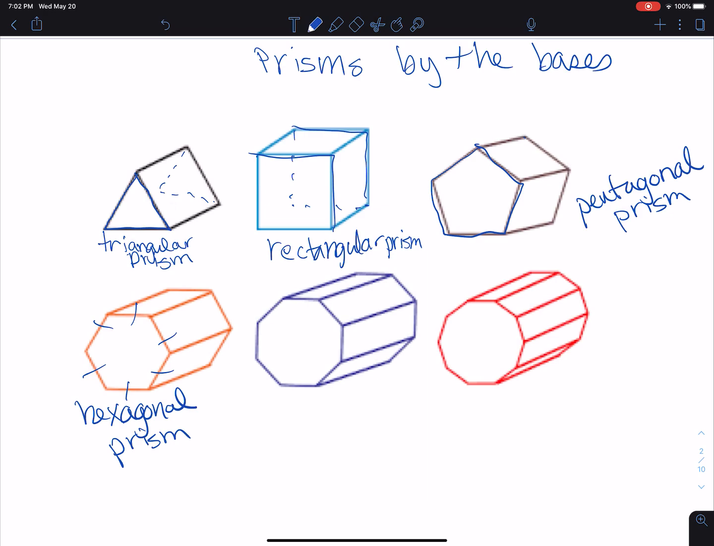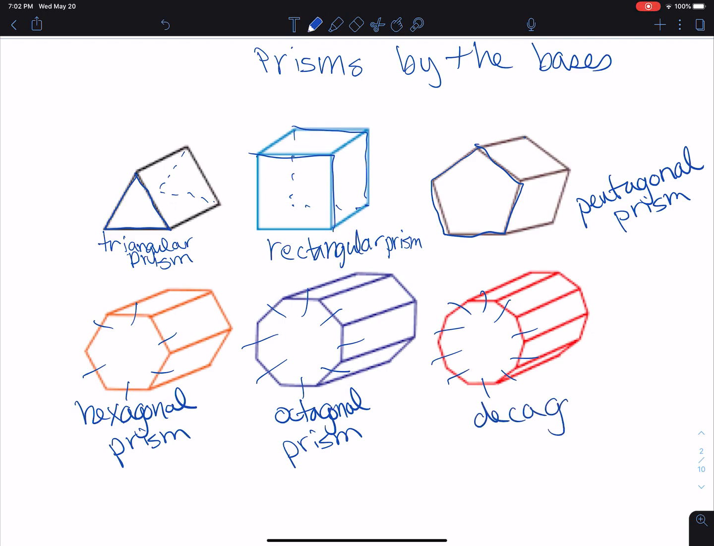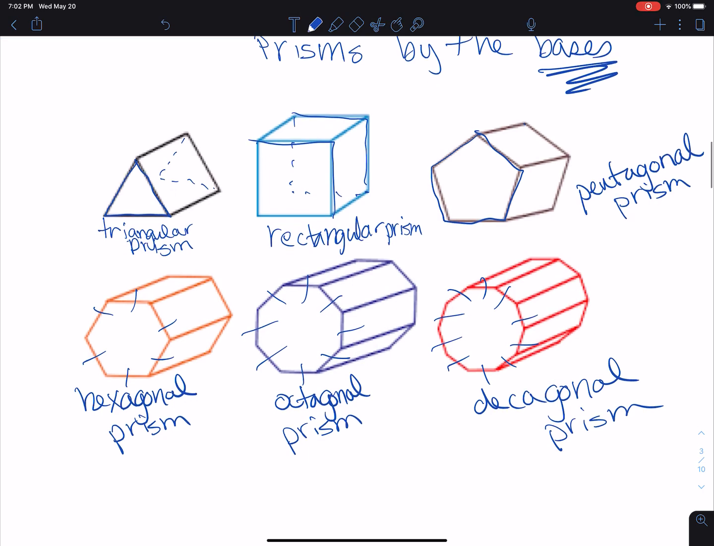Then my purple shape in the middle, 1, 2, 3, 4, 5, 6, 7, 8. So it's got 8 sides on this base, so this would be an octagonal prism. And then so on, 1, 2, 3, 4, 5, 6, 7, 8, 9, 10. So this would be a decagonal prism. That one's weird to say. I rarely say that one. So anyways, that's how you name it. Always make sure you can identify the bases. Once you have the bases, everything's going to sort itself out.